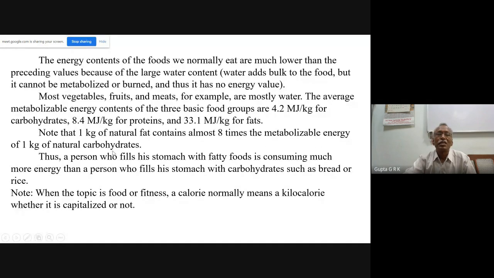of natural carbohydrates. Therefore, a person who fills his stomach with fatty foods is consuming much more energy than a person who fills his stomach with carbohydrates such as bread or rice. Okay, here it is given. So when the topic is food or fitness, calorie normally, even in fitness, when you are spending so many calories, it means kilocalories. Okay.